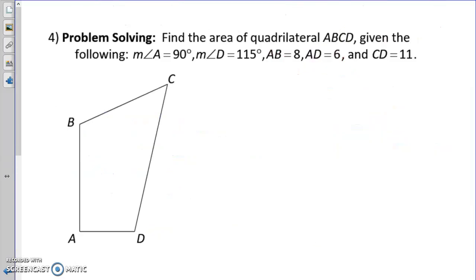Okay, so quickly on the next page, we've got a triangle, or rather two triangles, if we think about a quadrilateral being two triangles, and we're given the following. Measure of angle A is 90 degrees. Measure of angle D is 115 degrees. And we're going to be out of time.